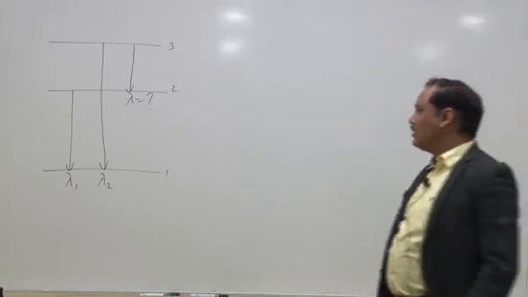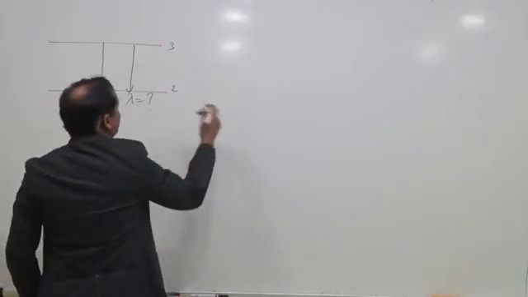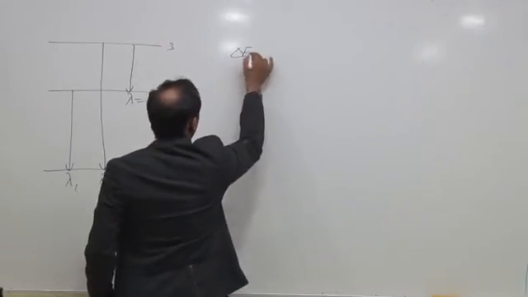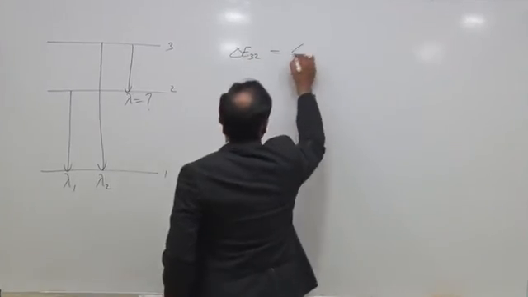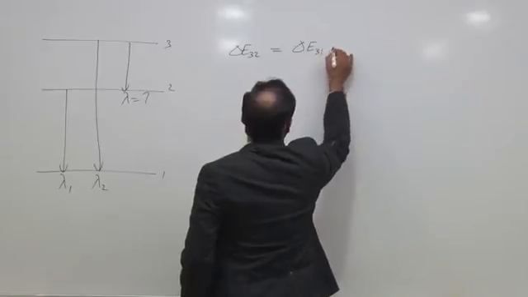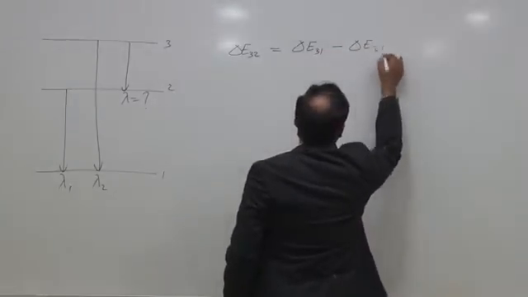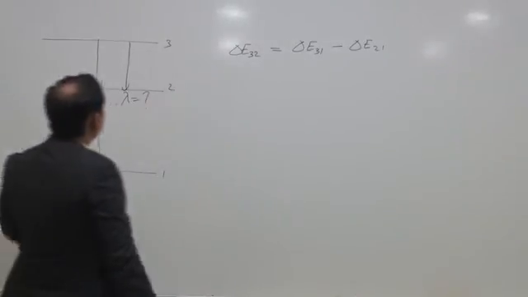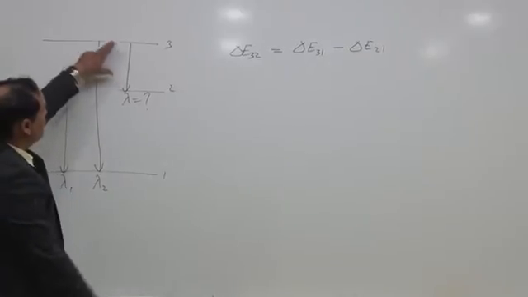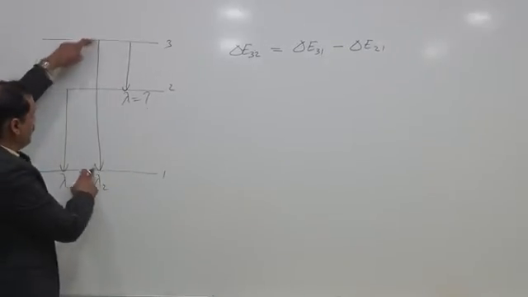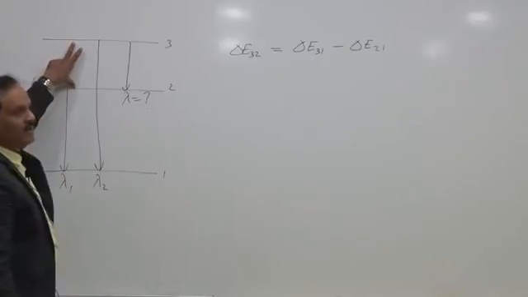Now let us see the energy gap between 3 to 2. Delta E32 is equal to the energy gap delta E31 minus delta E21. This particular energy gap 3 to 2 is equal to the energy gap 3 to 1 minus the energy gap 2 to 1, which is the remaining energy gap 3 to 2.